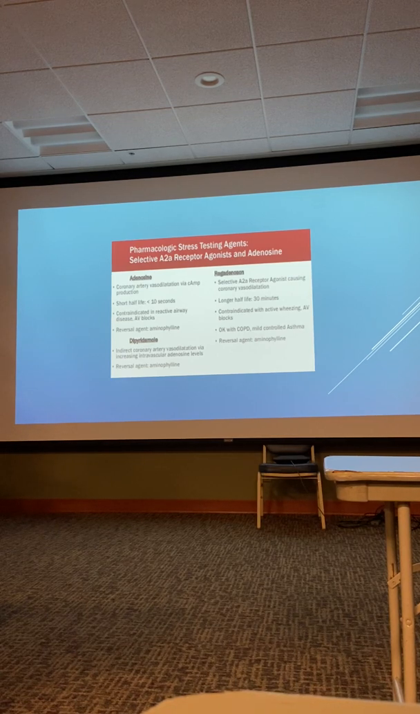You don't want caffeine, typically within 24 hours of the test if you can avoid it, because caffeine reverses the activity of this. Patients on aminophylline or theophylline, you don't want them on it because that's going to block the effectiveness for stressing as well, so you want to hold that.